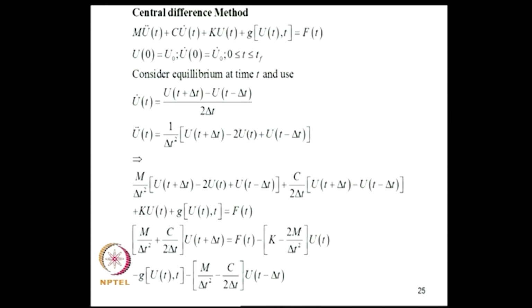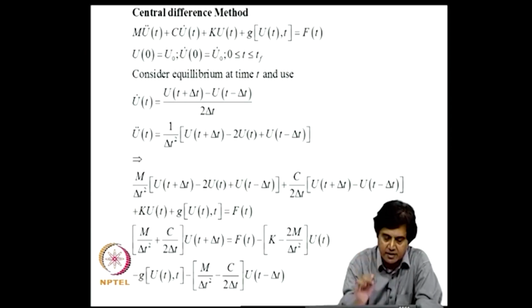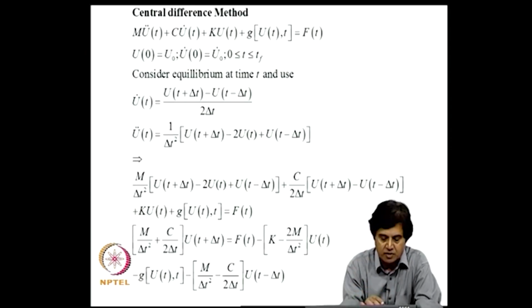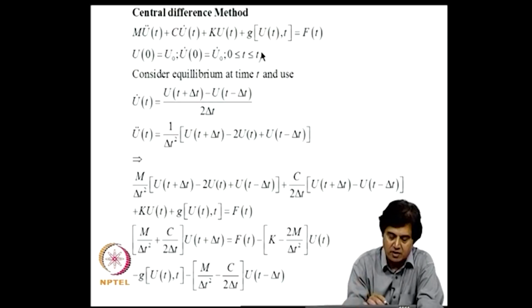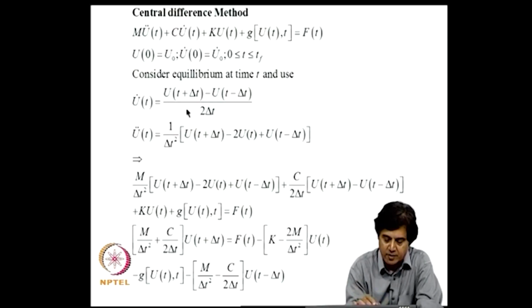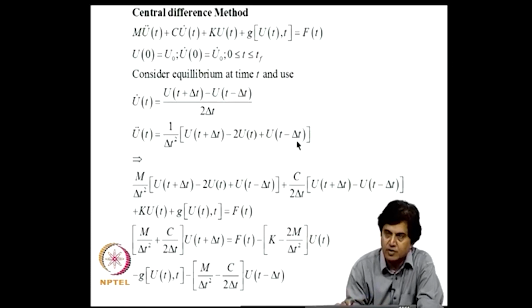Now, we have discussed the implicit scheme. Let us see what happens if I now tackle the nonlinear equation using an explicit scheme. So, let us consider the central difference method. I have this equilibrium equation at time t, and these are the initial conditions, and this is the time duration over which I want to solve the equation of motion. As before, we approximate u dot of t by a central difference approximation, and u double dot of t, we get this; we have done this before.